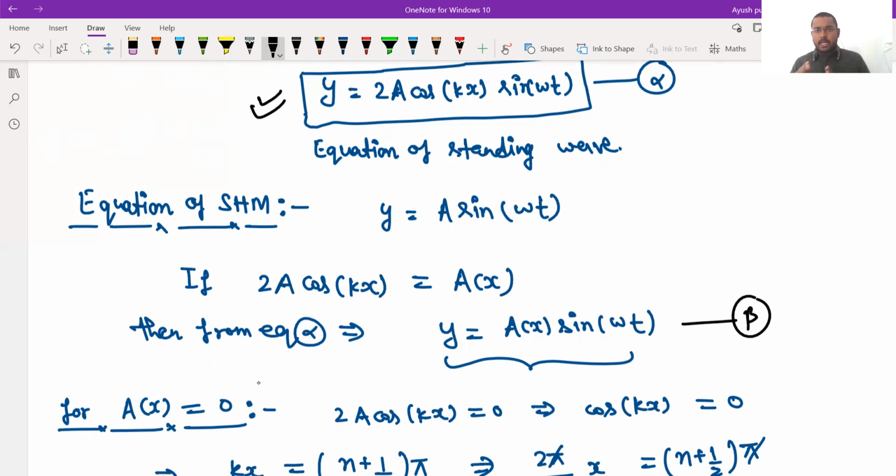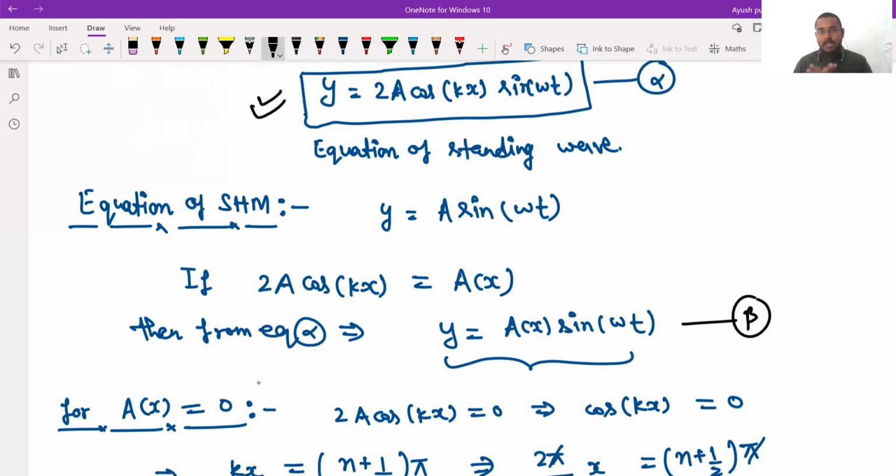This equation is looking exactly like the equation of SHM, but with the amplitude ax, and ax is equal to 2a cos kx. That means this ax is depending on x, so the amplitude has to be variable. That means the equation of standing wave is nothing but the equation of SHM with variable amplitude, right? That's the only difference between the equation of standing wave and the equation of SHM.